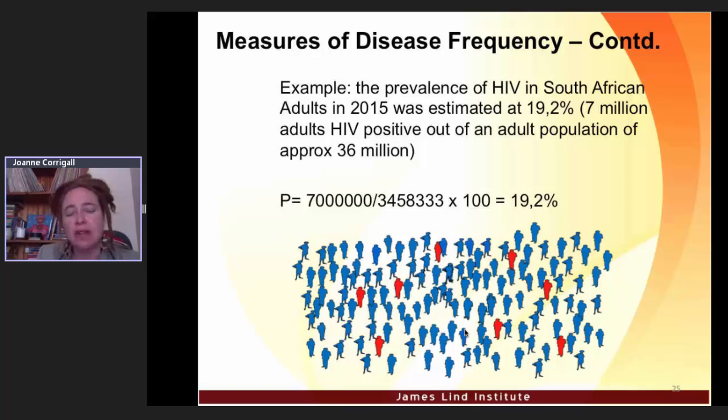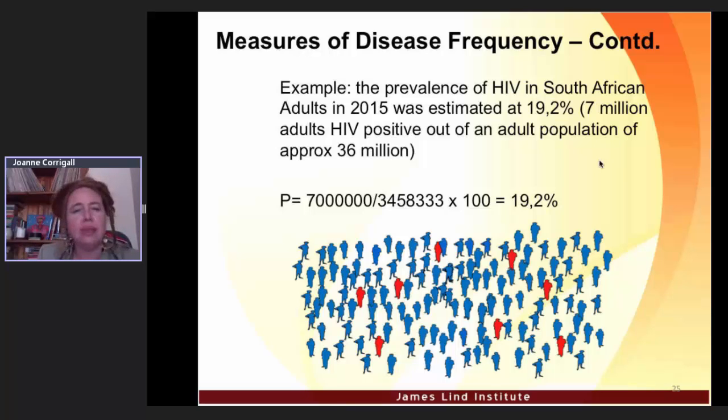they did a massive household study by the Health Sciences Research Council, and what they established through that study was that about 19.2% or 7 million adults in South Africa are HIV positive out of an adult population of approximately 36 million. So I've just put the calculation there for you to see. We've got our 7 million people who are positive over the number of adults in South Africa times 100, which gives you 19.2%. And here's a picture really just to illustrate that you have a mass population and then you have a certain number who are HIV positive at any one time. And this study was during 2015, so it's a very defined time period, which is important.